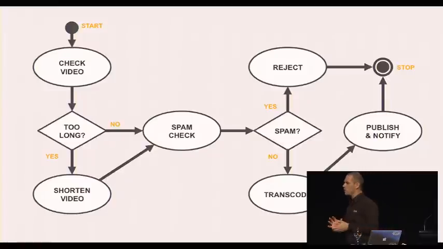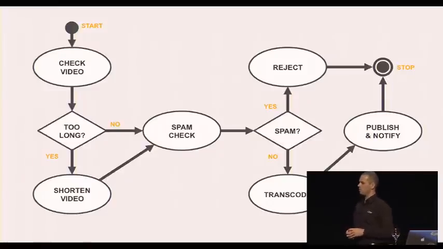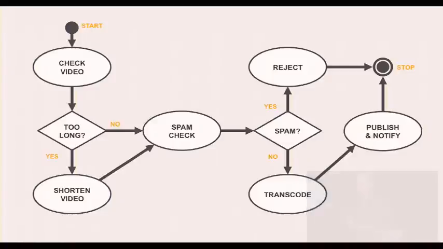Now that's all very good for a very simple process flow that involves receiving, transcoding and publishing. But real life is a bit more complicated than that. So for a real life example, we need to do different things like check the video size. Is it too long? If it is, we need to shorten it. Check the content. Is it appropriate? Is it spam? And after those checks have been passed, then we undertake the process of transcoding and publishing the content.